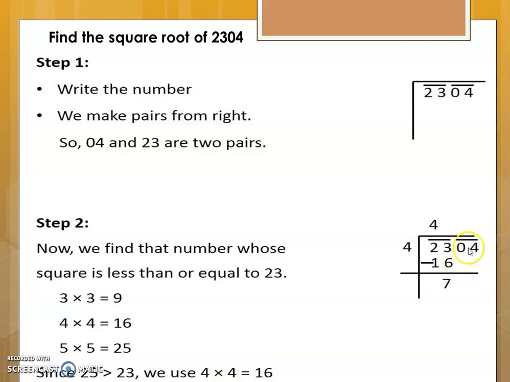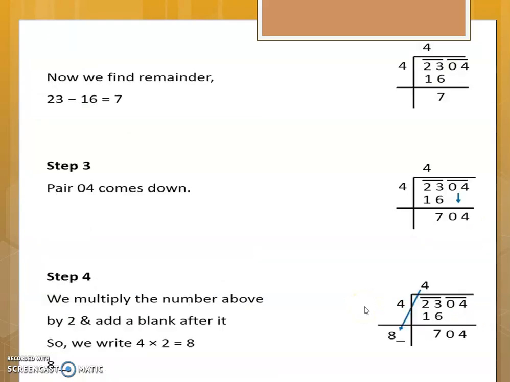The next step is to bring the 04 down. 04 is one group, so you cannot bring just 0 down. You have to bring the entire group together down. So 04 will be coming below next to 7 in this way. After getting the remainder, we bring down 04 and it becomes 704. So this is your next step.